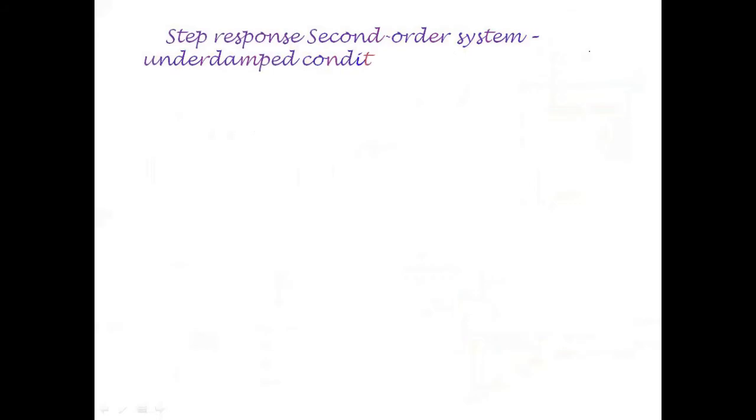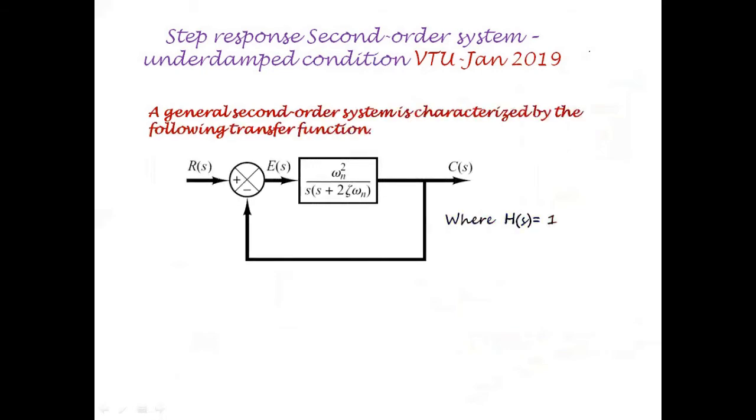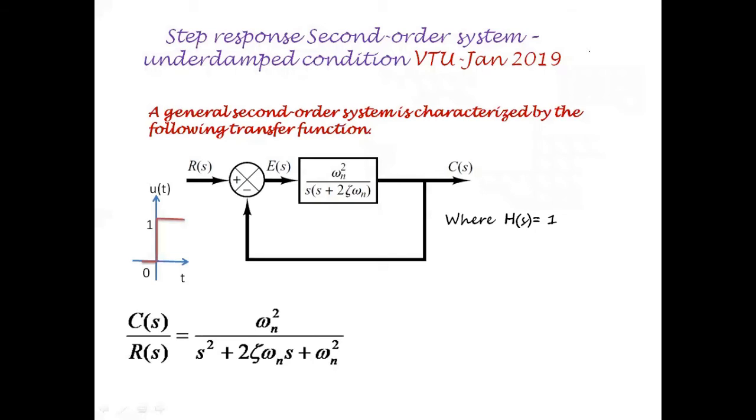So, step response of a second order system for an underdamped condition. It's again a very important university question. So a general second order system is characterized by the following transfer function; the block diagram is given here, where G of s is given by omega n square divided by s into (s plus 2 zeta omega n), and we have a negative feedback H of s equal to 1. And we know that it is specific to step response. So I have taken unit step input here, u of t, in which u of t exists when t is greater than or equal to 0 and u of t will be equal to 1.